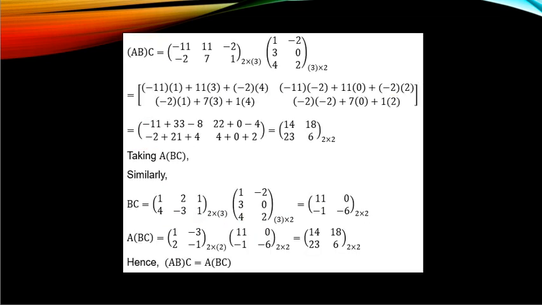Okay, so we are looking for AB now times C. This is AB from the previous step multiplied by matrix C. You must also check that the number of columns in the first matrix equals the number of rows in the second matrix, and they are equal. It therefore means that multiplication is defined for AB and C.